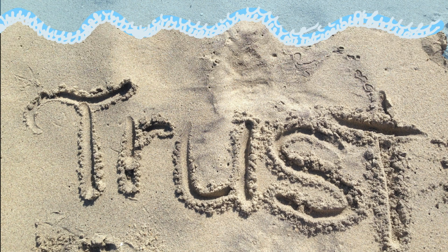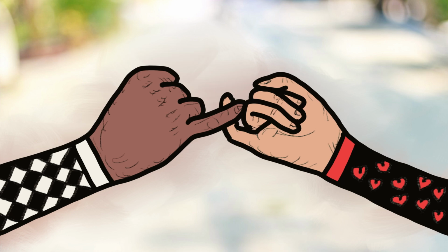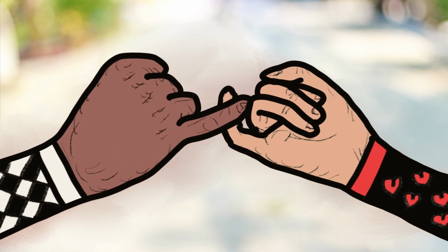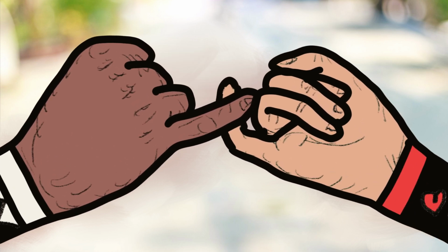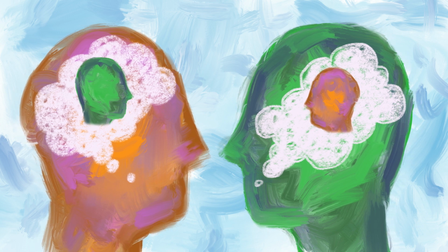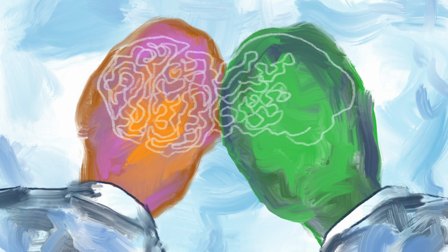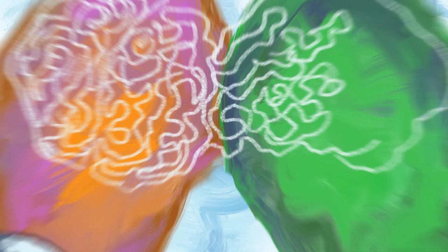Build trust. Work on building trust through consistent actions and reliability. Keep promises and commitments, and be there for your partner during both good times and bad. Practice empathy. Seek to understand your partner's perspective and emotions. Practice empathy by putting yourself in their shoes and validating their feelings.